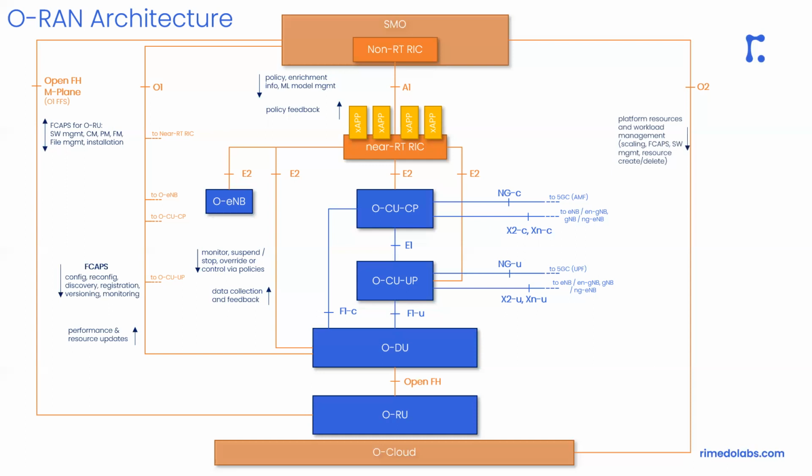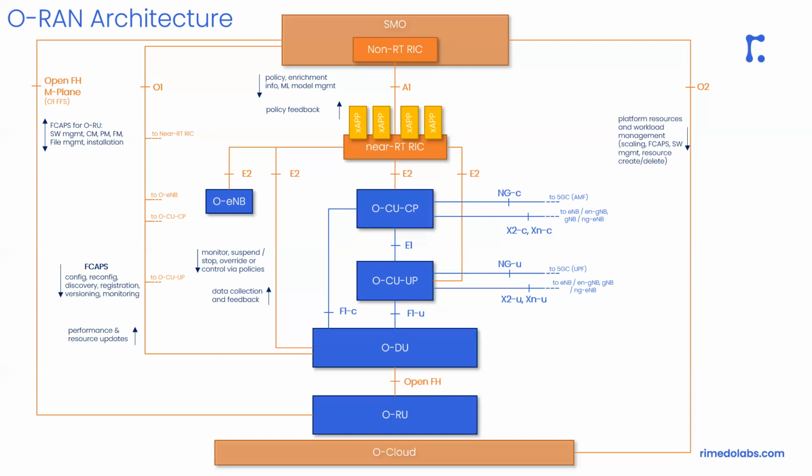So xApps, which is the failure, configuration, performance, security, registration, and all things related to configuration and management of the different entities. So we have xApps for ORU, we have xApps for ODU, OCU, and near real-time RIC and OE-Node-B, and then we have xApps or management interface from the SMO to the OCloud.